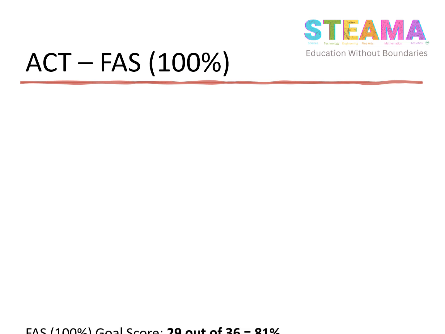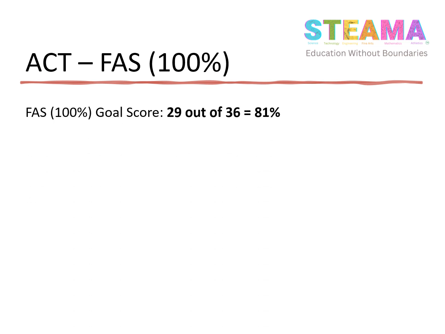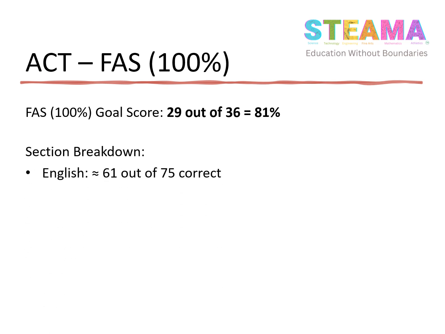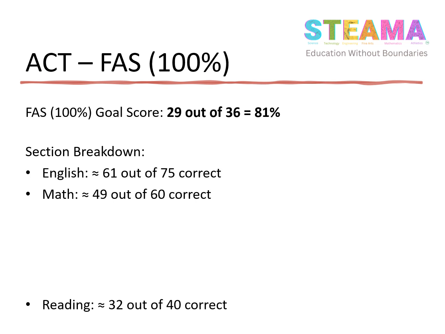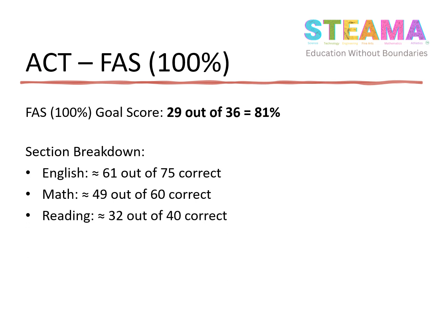For the ACT, you would need to get a 29 out of 36, which is equal to an 81%, to qualify for 100% of the Bright Futures scholarship. Which means on the English section, out of the 75 questions, you need to get 61. On the math, out of 60 questions, you need to get 49. The reading section, 32 out of 40, and the same for the science section.